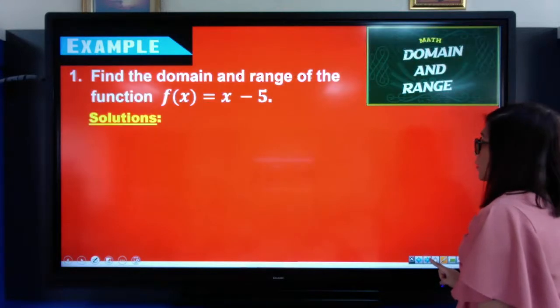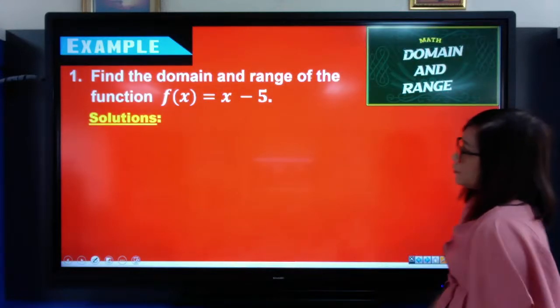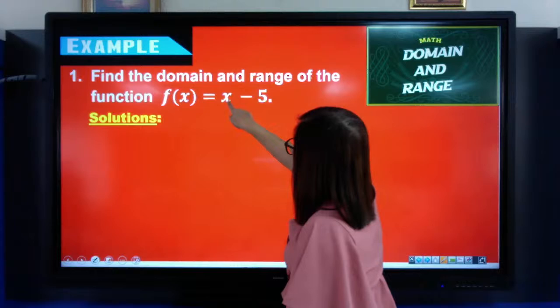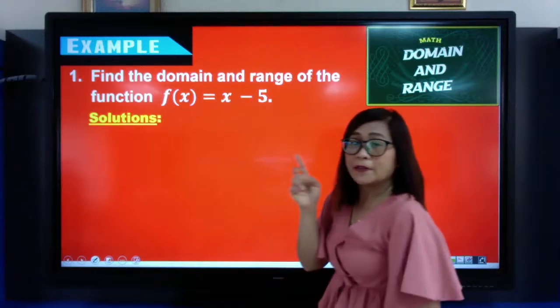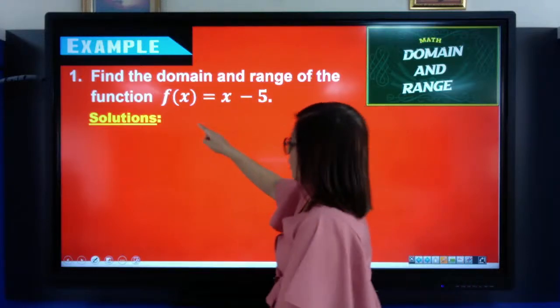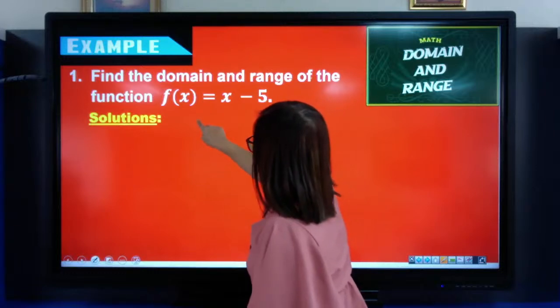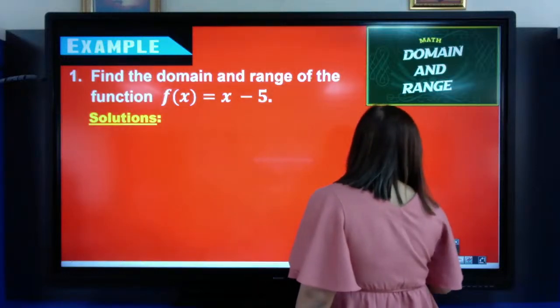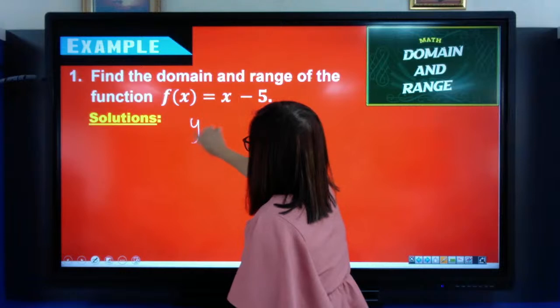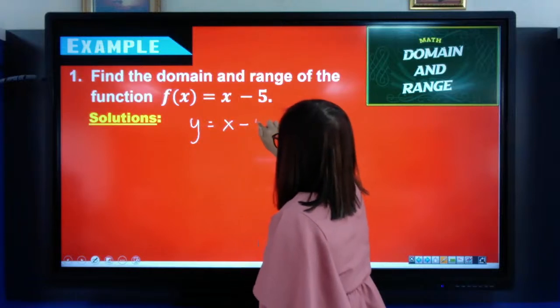Okay, how about this one? How do you find the domain and the range? What is x? X minus 5. It's the same as in finding the relations. Okay, how do we do this? We do this fast because I'm done. One more time. Y equals x minus 5.